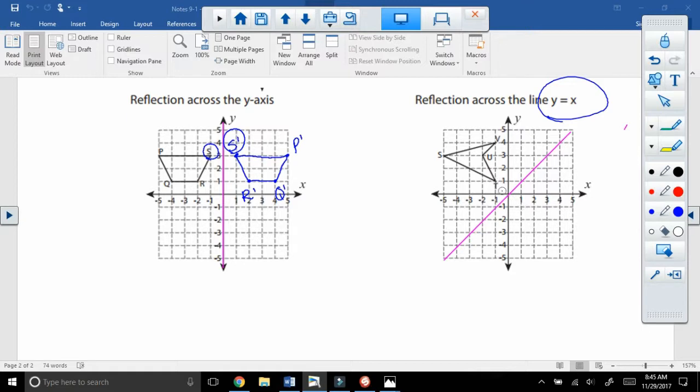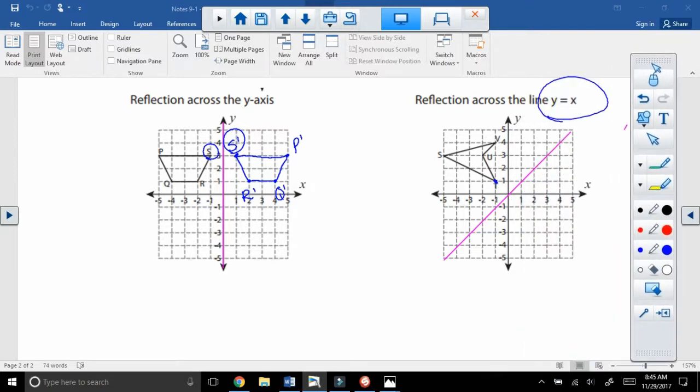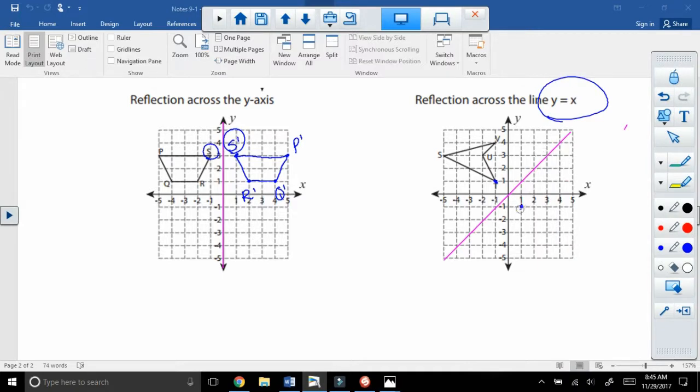So the perpendicular direction would be like having a -1 slope, or going through the corners of the boxes, down and over. So if I'm looking at T, it's one diagonal of a box away. I'm going to go one diagonal of a box in the other direction and label that one T prime. So this point here was at -1, 1. This point, the image, is at 1, -1.